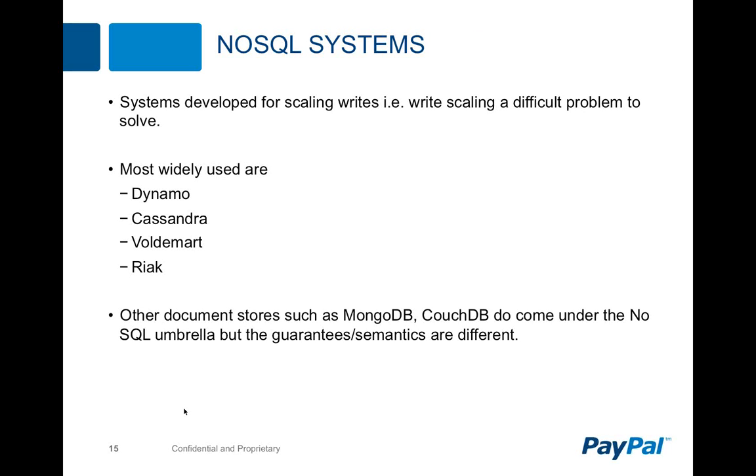Okay, so this is the last mention. This is not really a principle on scaling systems, but this is something you see people talk about: NoSQL systems. What these systems traditionally try to solve is write scaling. Scaling of writes, especially in a high availability system, is really a hard problem to solve.